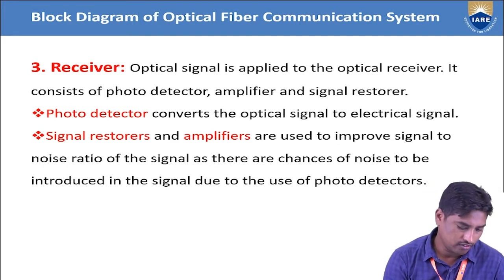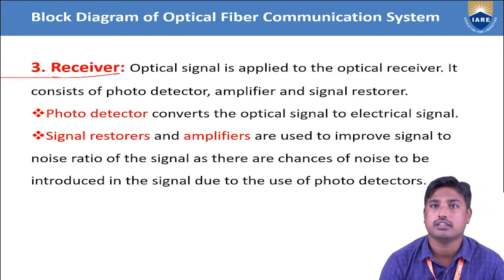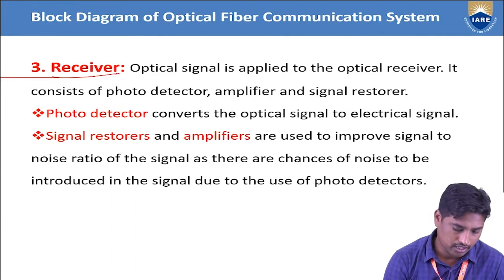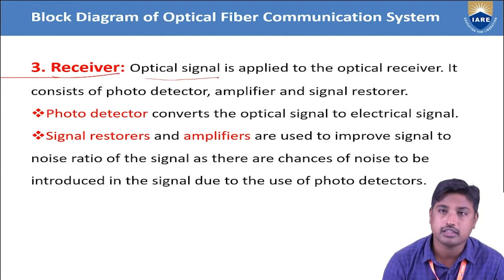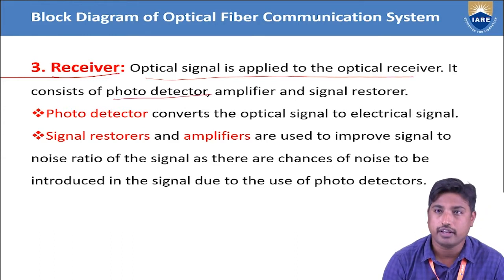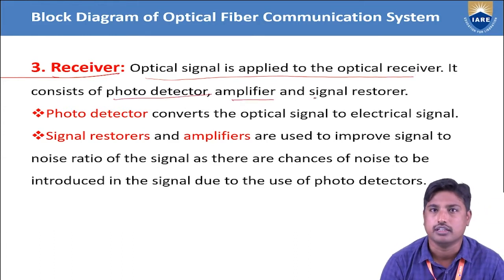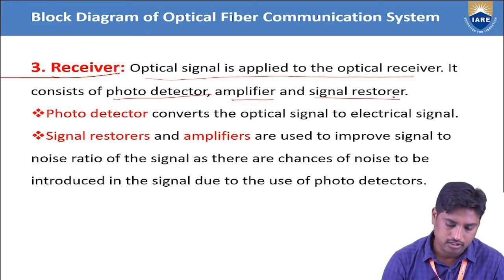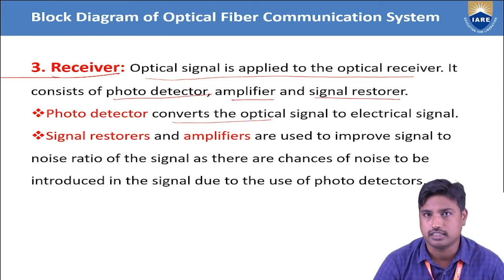So the receiver consists of three parts, and the optical signal is applied to the optical receiver. It consists of the photodetector, amplifier and signal restorer. The photodetector converts the optical signals into electrical signals.